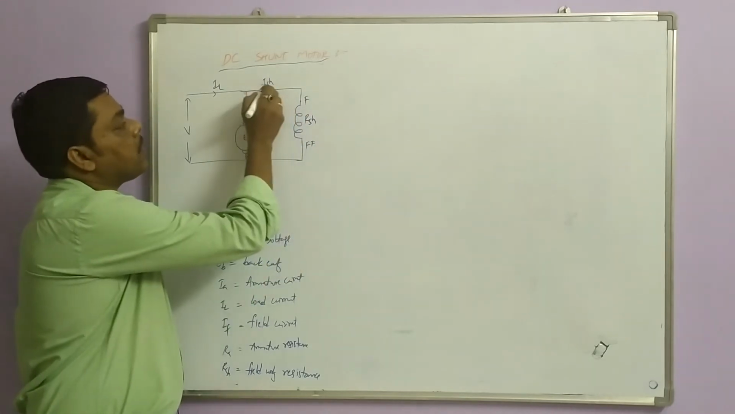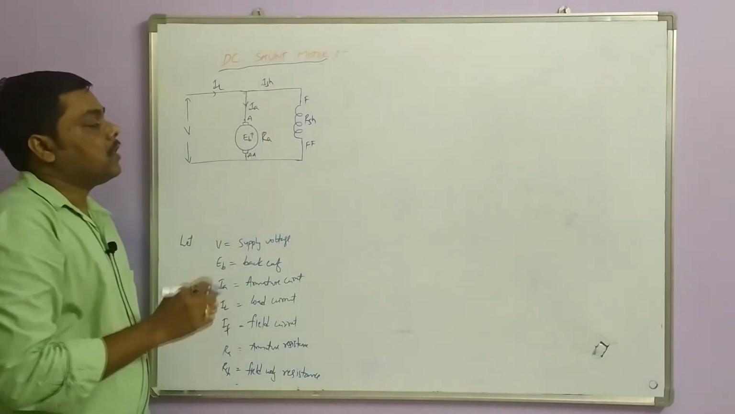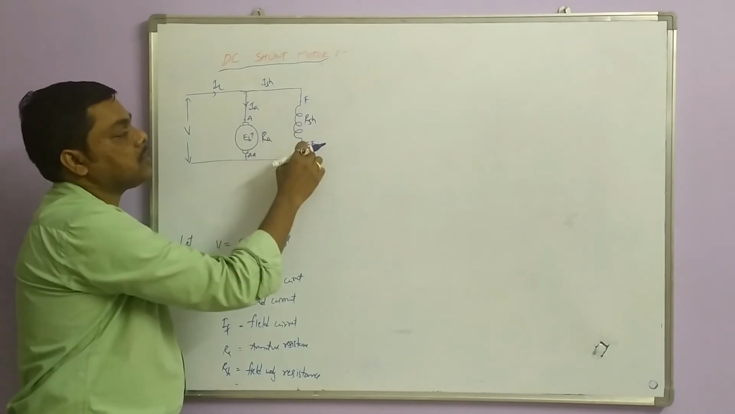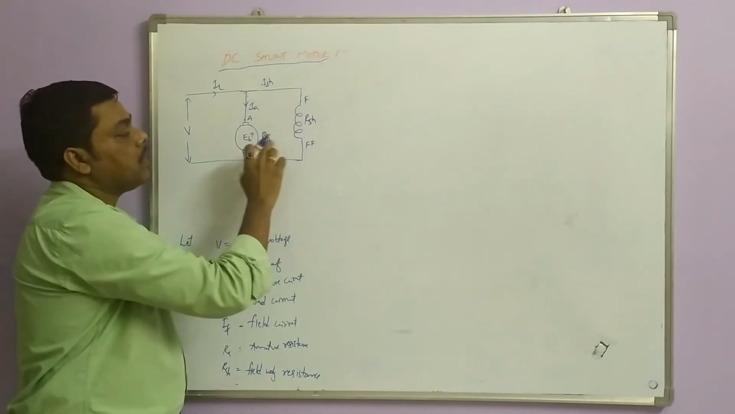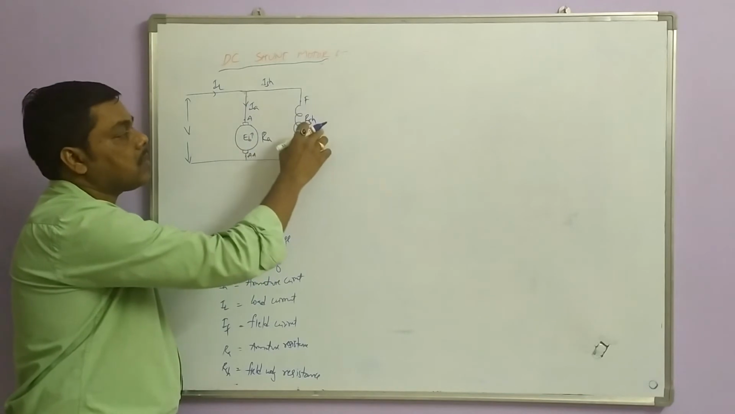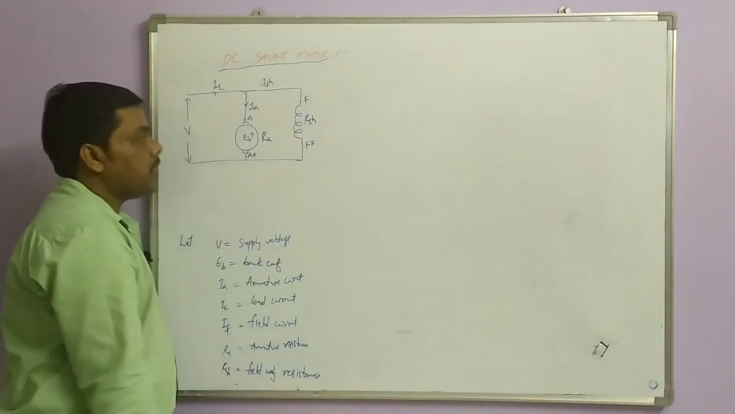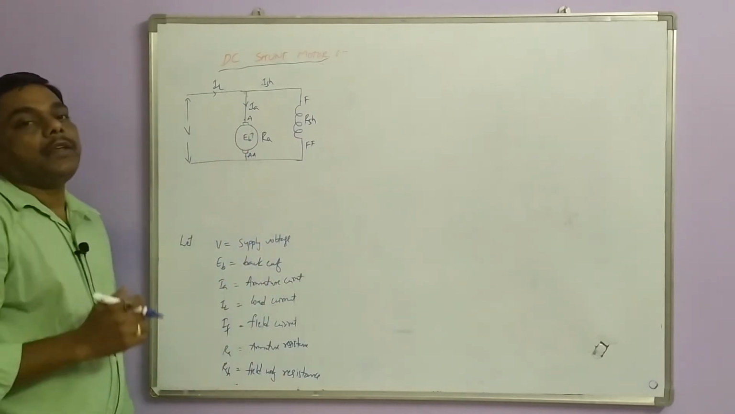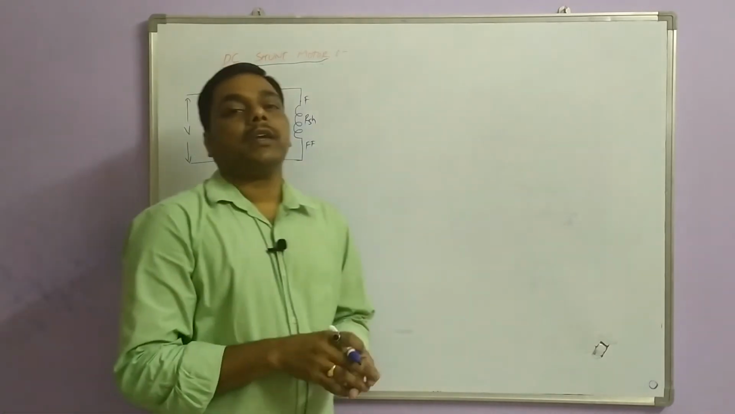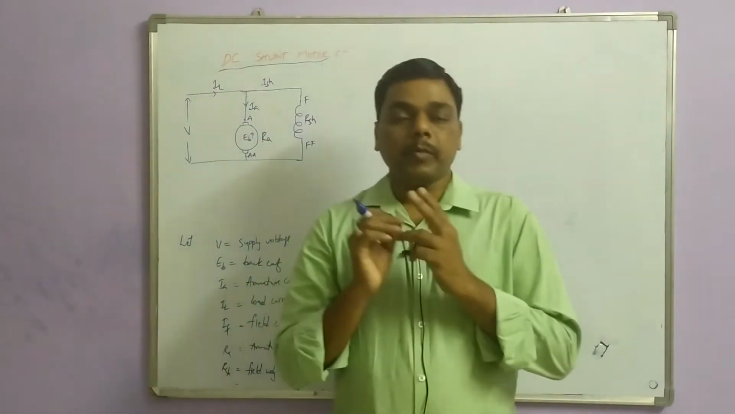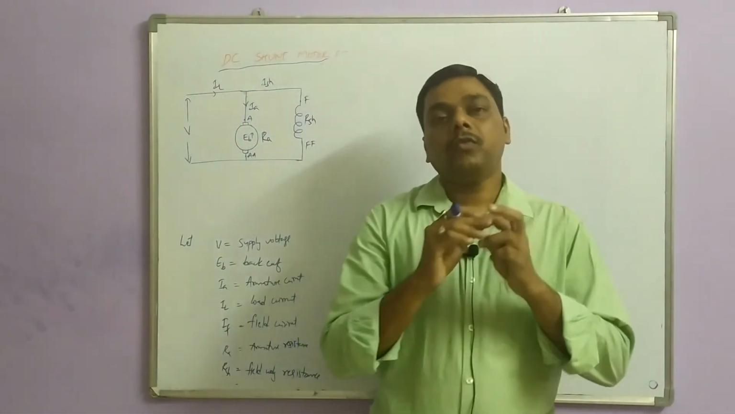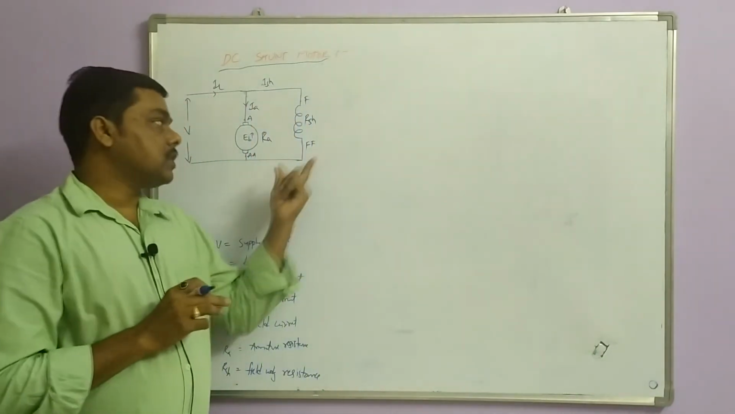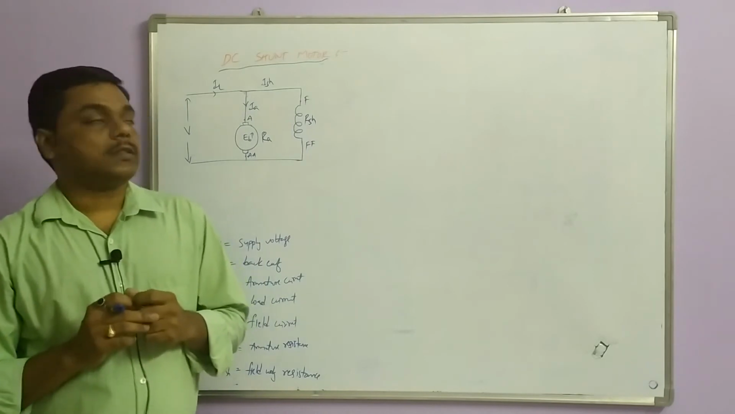It is denoted by ISH, and AA is the terminals of armature, and F is the terminals of field winding, and RA is the armature resistance, and RSH is the shunt field winding resistance. Now EB is nothing but back EMF. So supply voltage, back EMF, and three currents: armature current, load current, and field current. Similarly, two resistances, one is armature resistance and another one is field resistance.